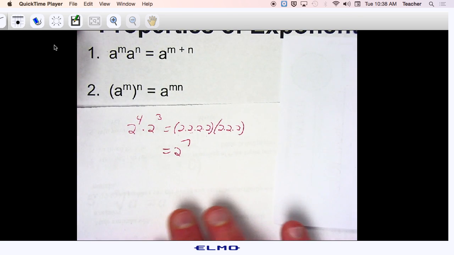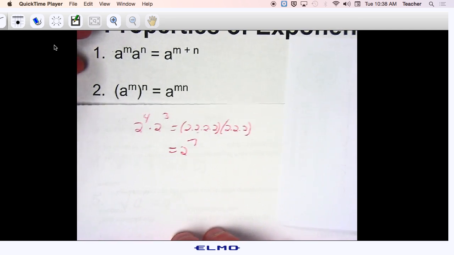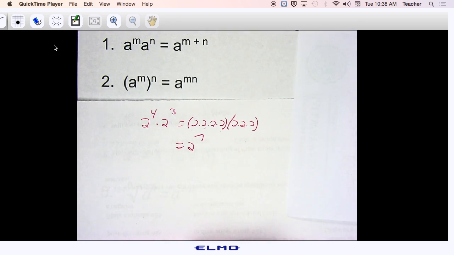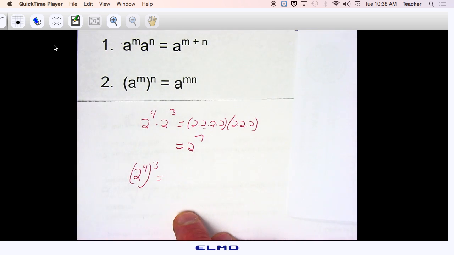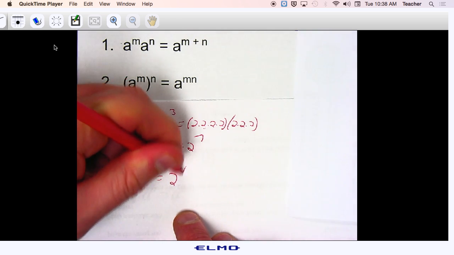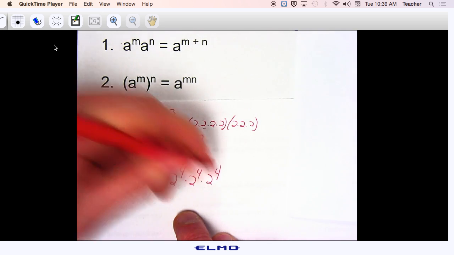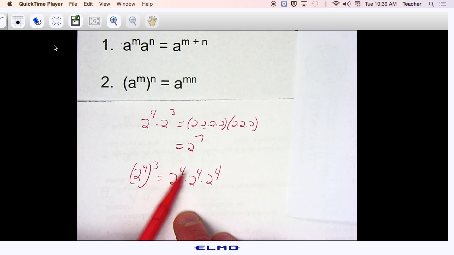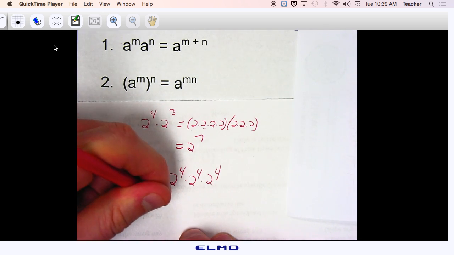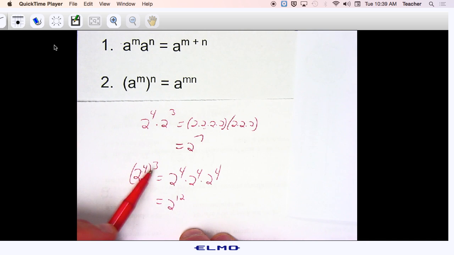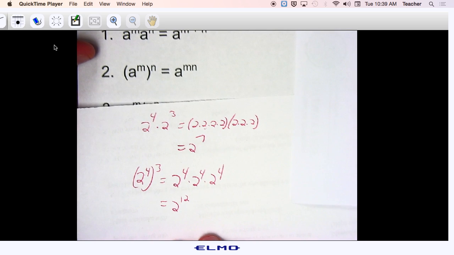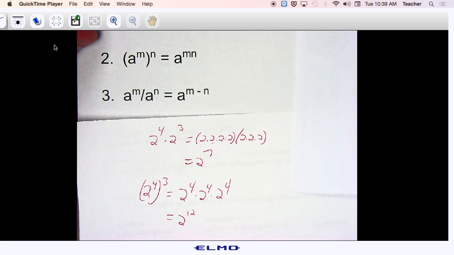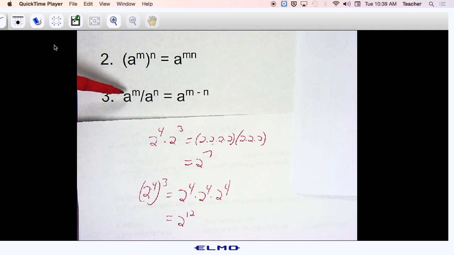Here's the next one. We often call this one the power to the power rule. So a to the m, all raised to the n, equals a to the m times n. And so if you just do the sort of companion piece here, 2 to the 4th cubed means 2 to the 4th times itself 3 times. And then we just use the property that we had before. Here we have 4 2's, 4, 4, and so all together we have 12 2's. And so the fast way to do that is to just multiply those exponents. So that's property 2.